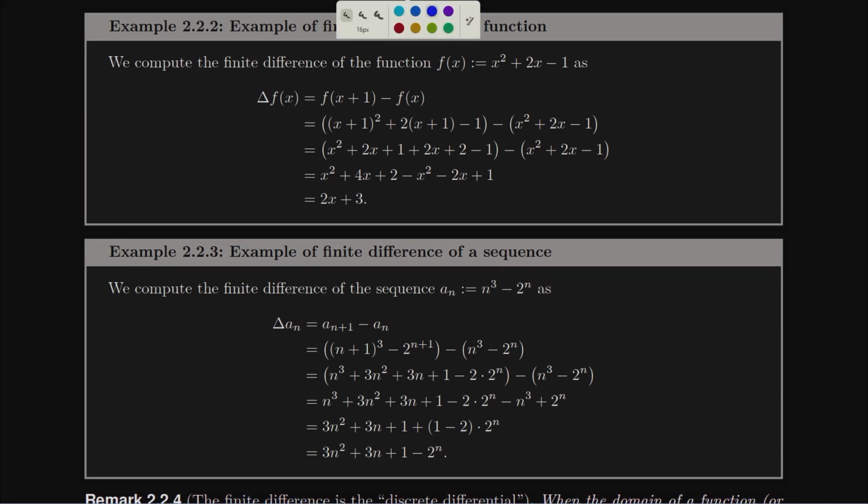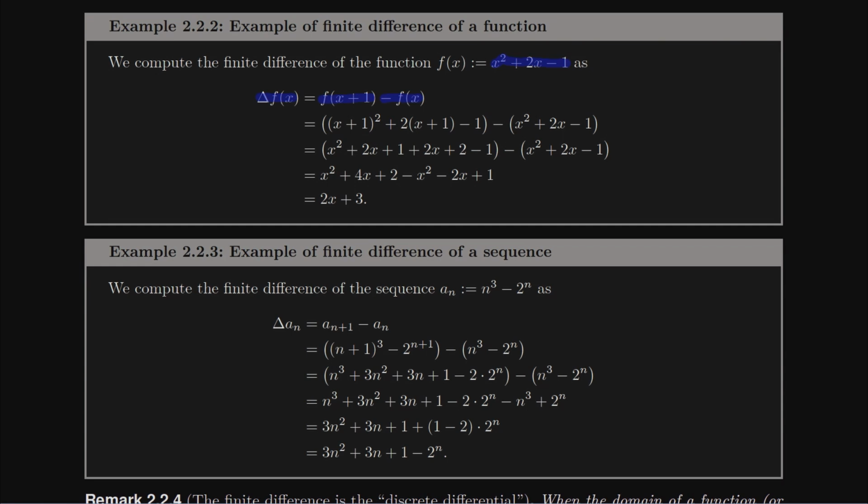Maybe looking at the case f of x equals x squared plus 2x minus 1. The finite difference of f is going to be evaluating f on x plus 1 and then subtracting f on x. This is going to feel very similar to the limit definition of the derivative, where we had epsilon there. Maybe if you're taking a different class where you have an h there, it should feel very similar. We're just going to work with the number 1 rather than epsilon.